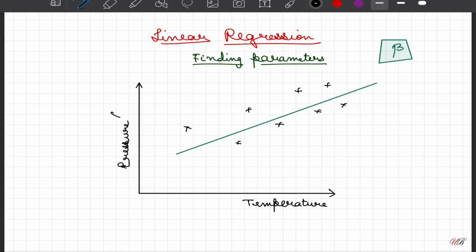So pressure in this case would be on the y-axis and temperature would be x, and we want to fit a generalized linear model. In this case, the parameters would be the slope, which we will denote by alpha, and this line will also have some intercept. Let us say the intercept is beta in this case.